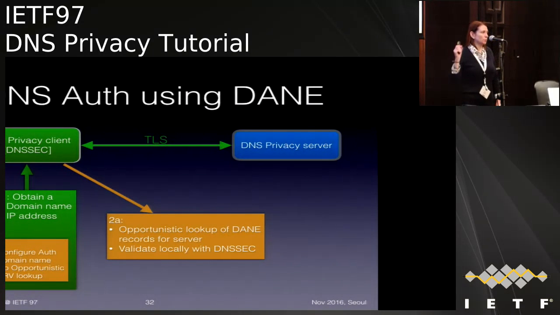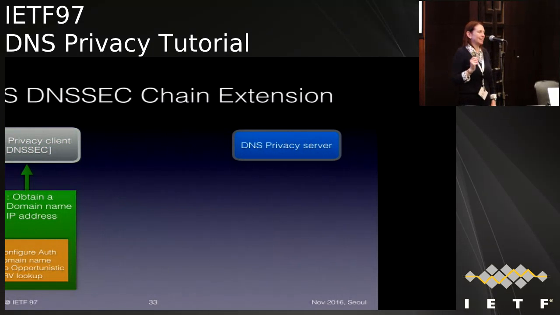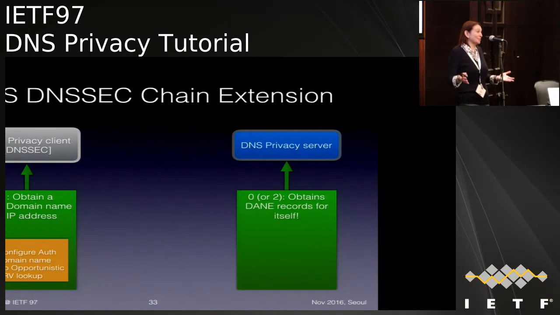The alternative mechanism is one using something called the TLS DNSSEC chain extension. And this is a draft which is currently going through the TLS working group. What this does is it starts from exactly the same point, but it shifts the responsibility for getting those DANE records onto the DNS privacy server, because after all, it's a DNS server. It should know how to get them. And it can prefetch them and it can cache them, or it can get them on demand.